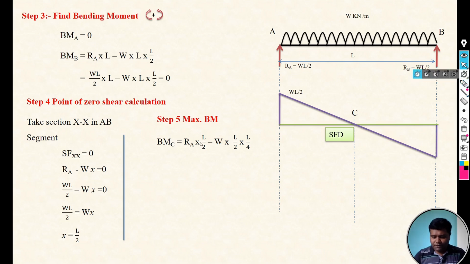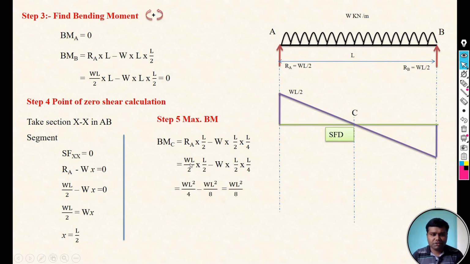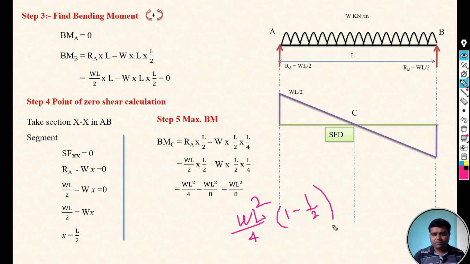So just solve this, where RA is WL by 2. We have already calculated RA as WL by 2 into L by 2, minus W into L by 2 into L by 4. Here WL by 2 into L by 2 is WL square by 4, and if you solve the second term, it will be WL square by 8. So WL square by 4 minus WL square by 8 will be WL square by 8. How? Just take WL square by 4 as common, and the remaining term is 1 minus 1 by 2, correct? 1 minus 1 by 2.